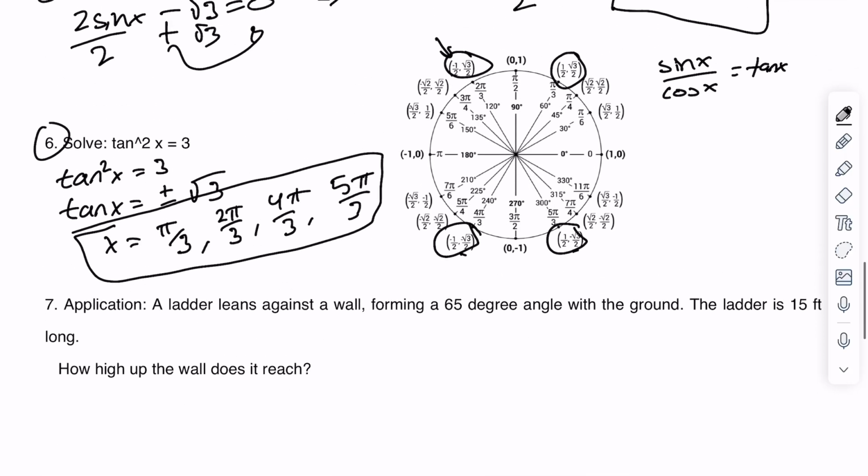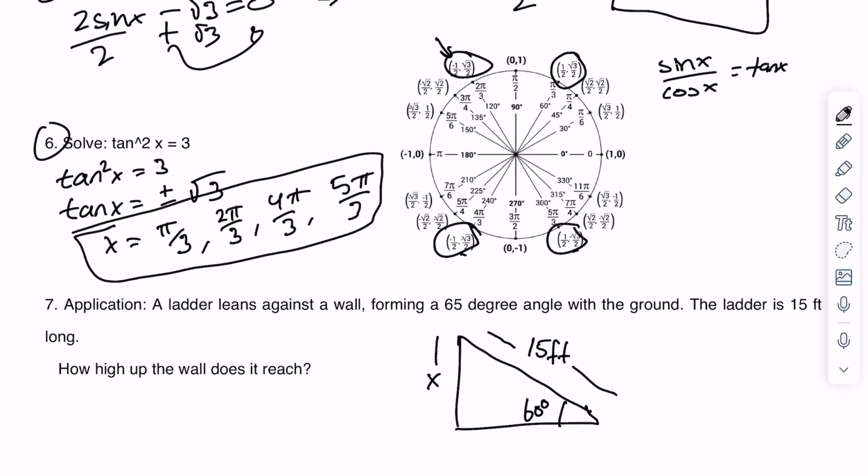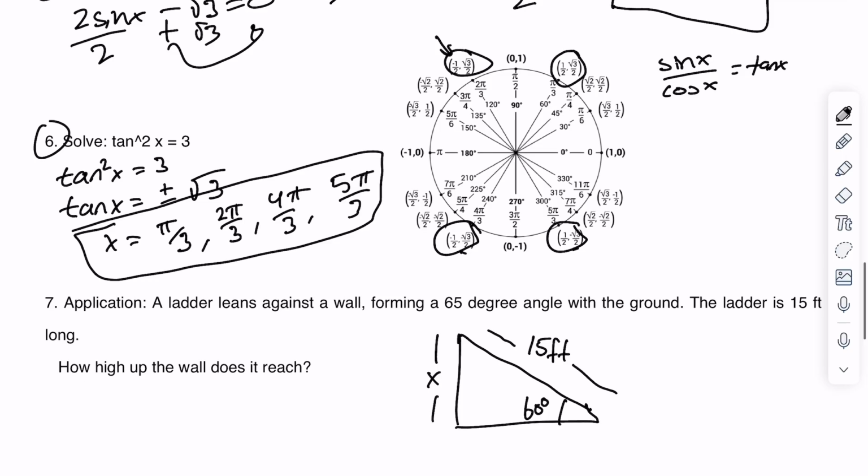Alright, the next question is an application question. A ladder leans against a wall, forming a 65-degree angle with the ground. The ladder is 15 feet long. How high up the wall does it reach? So let's do like this. This is 60 degrees. The ladder here is 15 feet in length. So we want to know this height here that it's touching up here. So how can we do that?